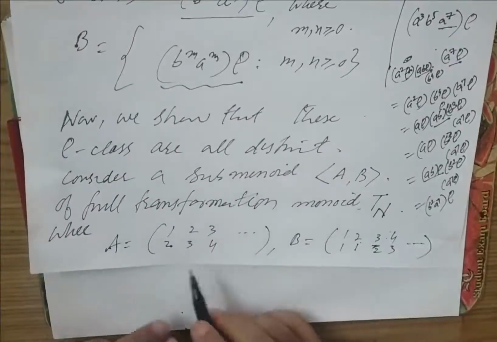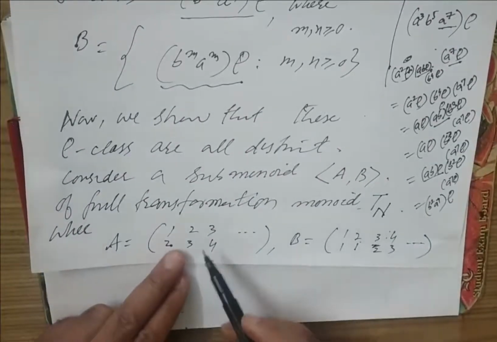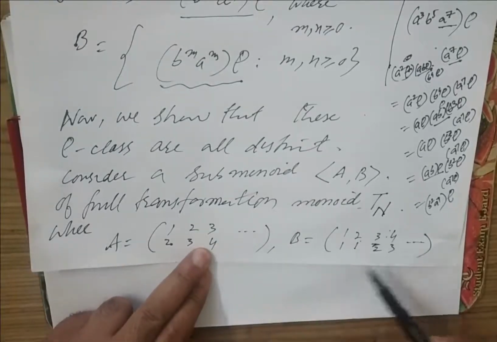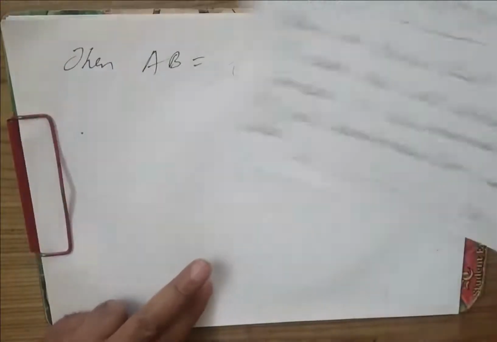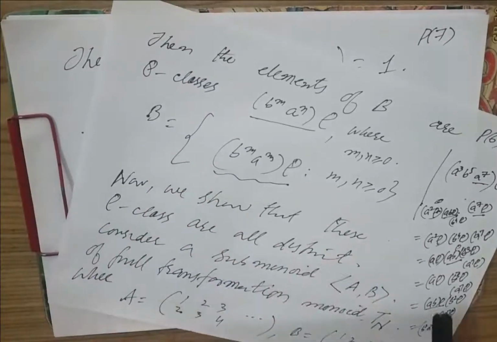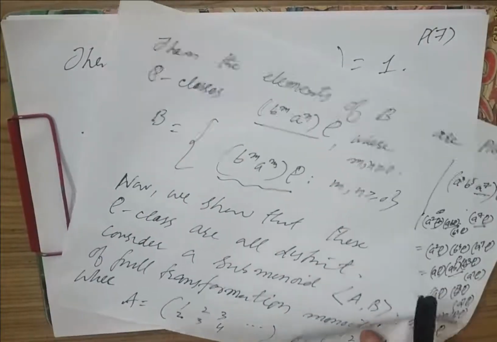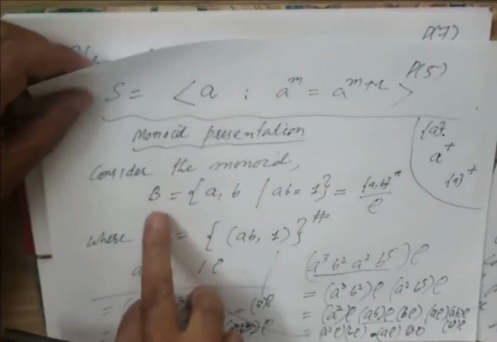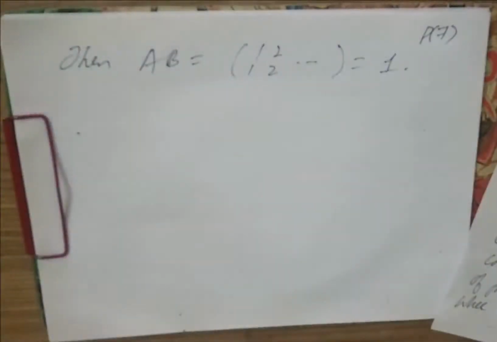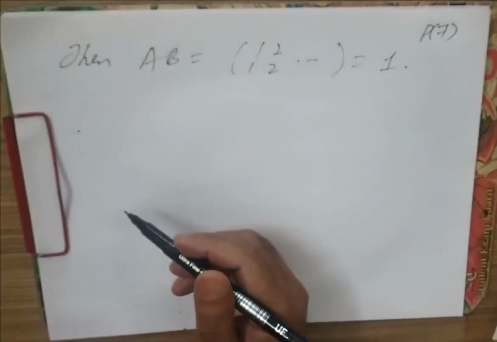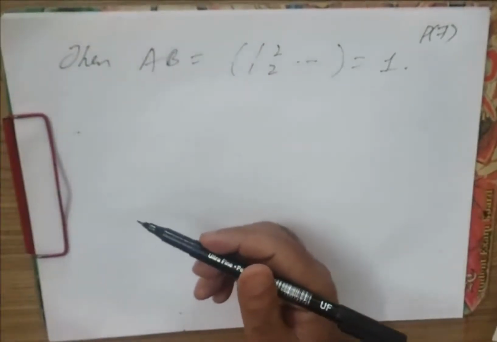You can see in the product, 1 goes to 2, 2 goes to 1, that means 1 goes to 1; 2 goes to 3, 3 goes to 2, that means 2 goes to 2; 3 goes to 4, and 4 goes to 3, it means 3 goes to 3. It's identity. This product is identity. So it's the same as this one: generated by two elements with the product equal to 1, like this. So we can identify this with that semigroup. Product is equal to 1.